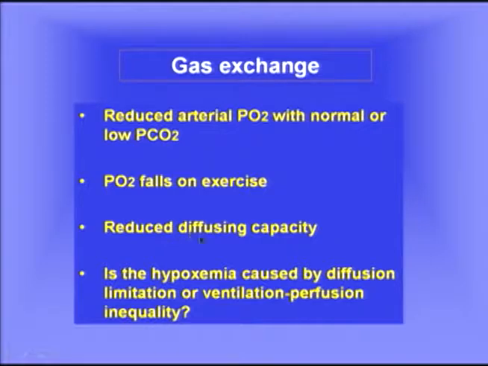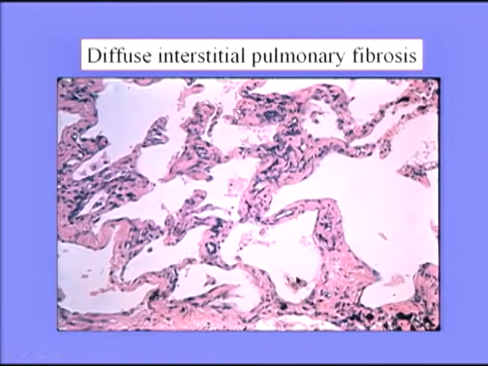So a reduced diffusing capacity is always seen. Now, an interesting problem which has exercised physiologists for many years is to what extent is the hypoxemia caused by diffusion impairment? I mean, clearly, if you look at a histological section of this disease, then you can't expect normal diffusion. Here you've got a capillary and you've got this great big thick alveolar wall. So obviously the diffusion of gases within a lung like this is going to be abnormal.